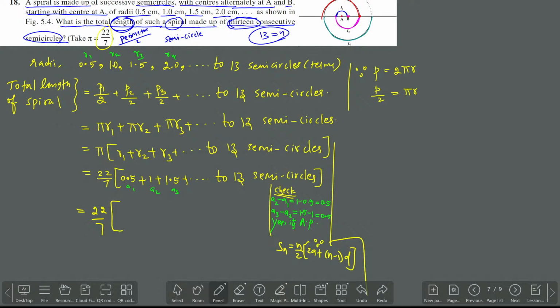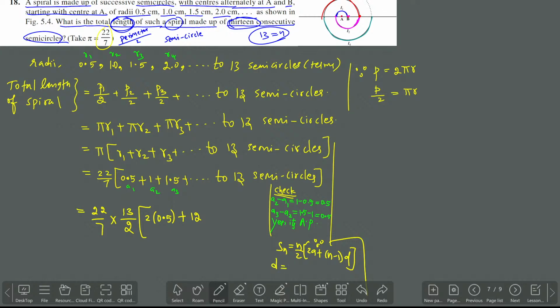What is the n value? 13. So 13 divided by 2, open bracket, 2 times a. What is the a value? 0.5, plus n minus 1, that means 13 minus 1, 12. Do you understand? Then the d value, we'll mention it here somewhere.